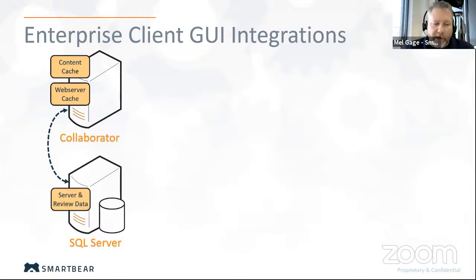All of your server and review data information, such as your users, groups, templates, checklists, and all of your review data for comments and defects, gets stored on the SQL server. So Collaborator is constantly polling between those.